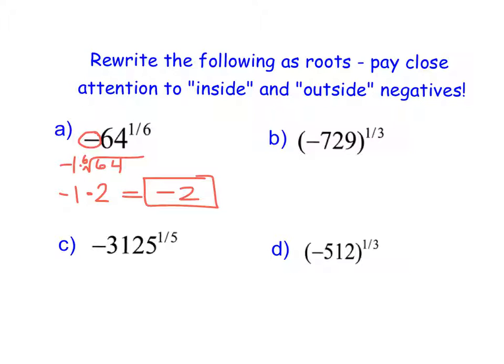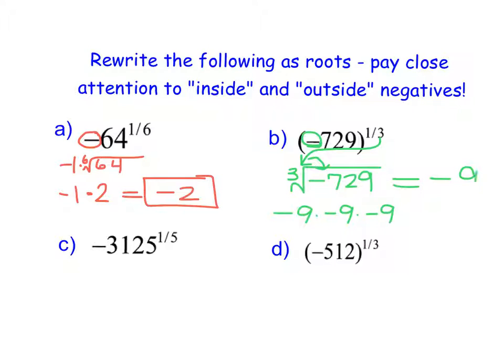Then if I look at the next one, I notice here that I have a negative on the inside of the parentheses. So that means as I write this, I have a number with a negative on the inside of the root. So I'm trying to figure out, what number times itself 3 times gives me -729? And I find that -9 times -9 times -9 does that. As a result, the cubed root of -729 is -9.